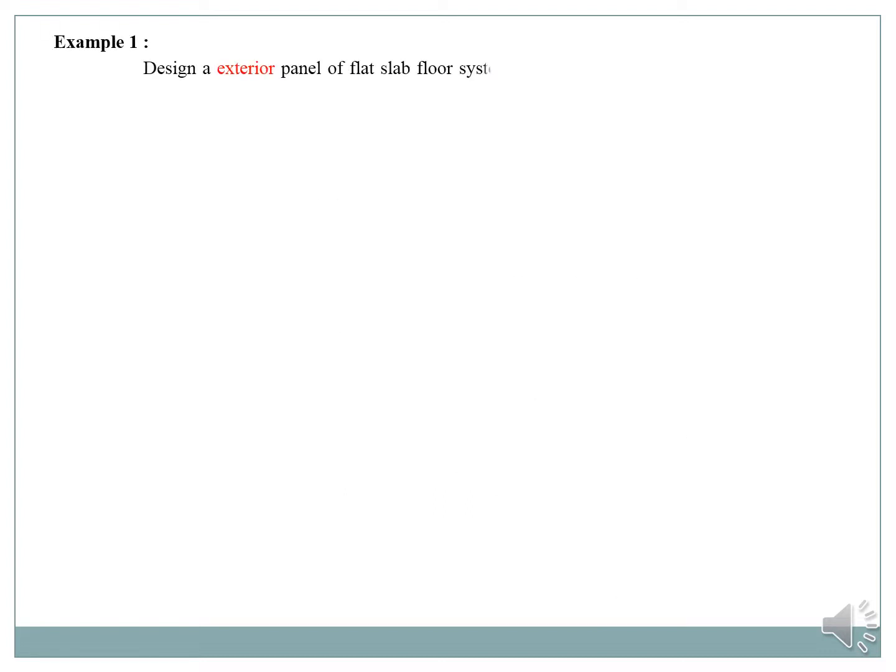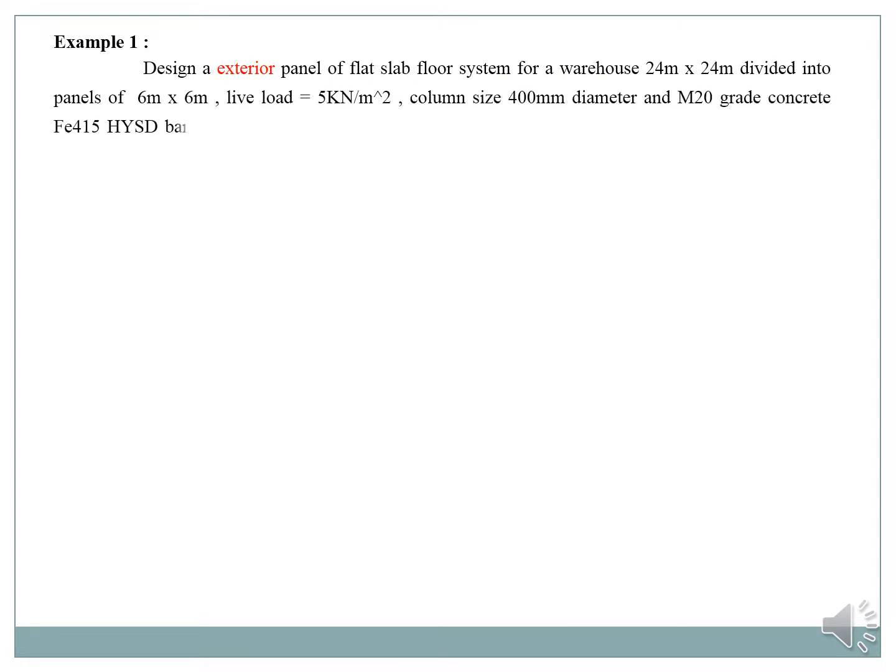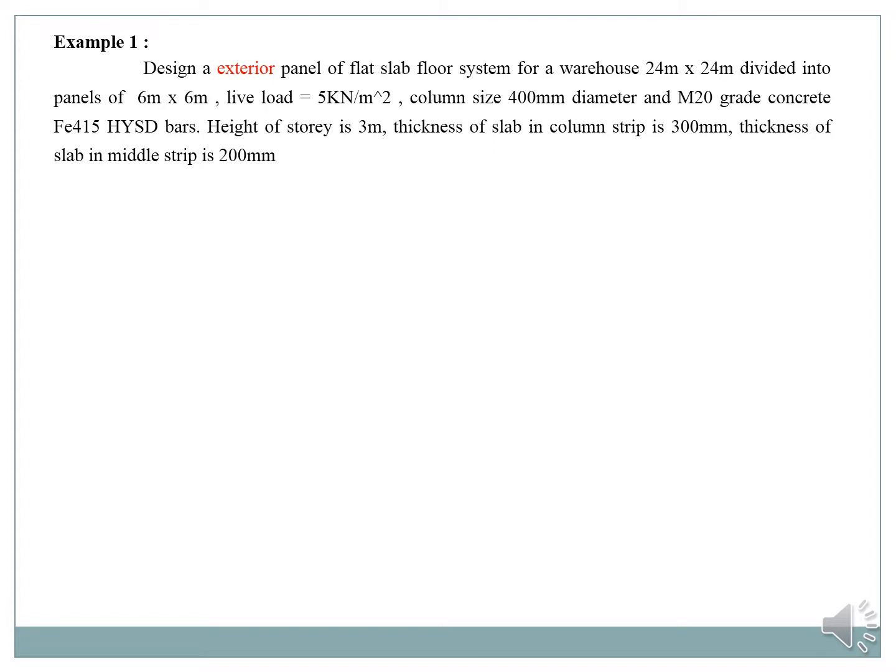Design an exterior panel of a flat slab floor system for a warehouse 24 meter by 24 meter, divided into panels of 6 meter by 6 meter. Live load is equal to 5 kilonewton per meter square. Column size is 400 mm diameter, so the column is circular. M20 grade concrete and Fe415 HYSD bars. Height of storey is 3 meter, which is nothing but the floor to floor height. Thickness of slab in column strip is 300 mm and thickness of slab in middle strip is 220 mm.